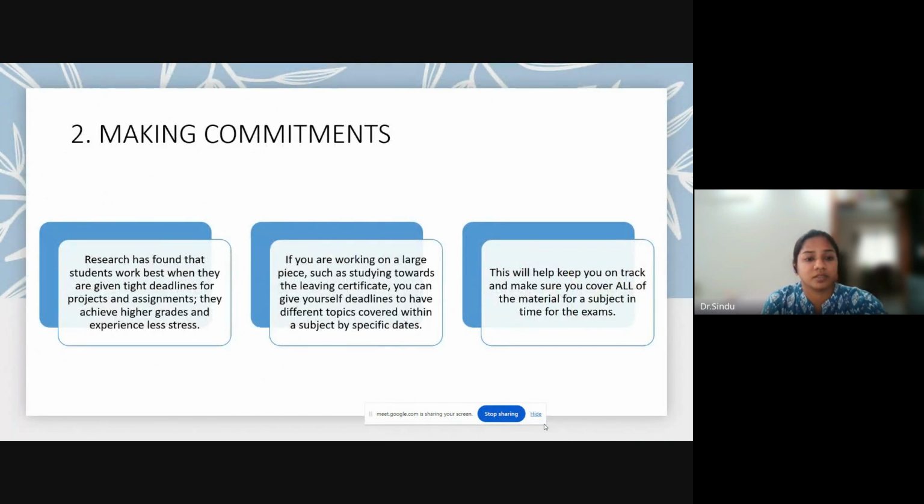So what is making commitments? Making commitments is nothing but doing your work to the best. When you are given tight deadlines for your projects or assignments, whatever it may be, you achieve higher grades and experience less stress. If you are working on a large piece, studying towards a certificate, you can give yourself deadlines to have different topics covered within a subject by specific dates. This will help keep you on track and make sure you cover all the material for the subject in time for the exams. So this is making commitments.